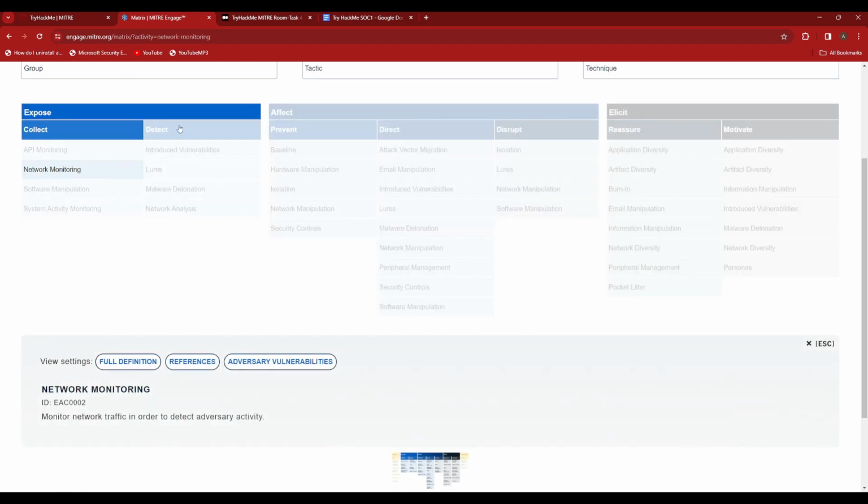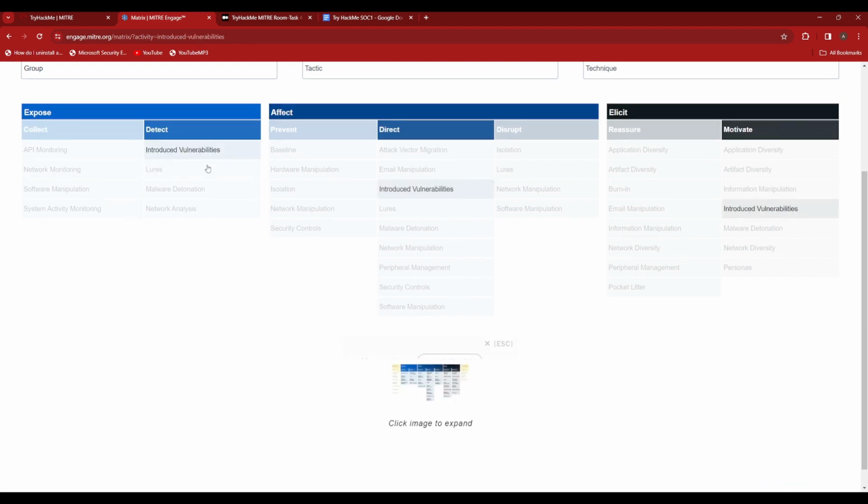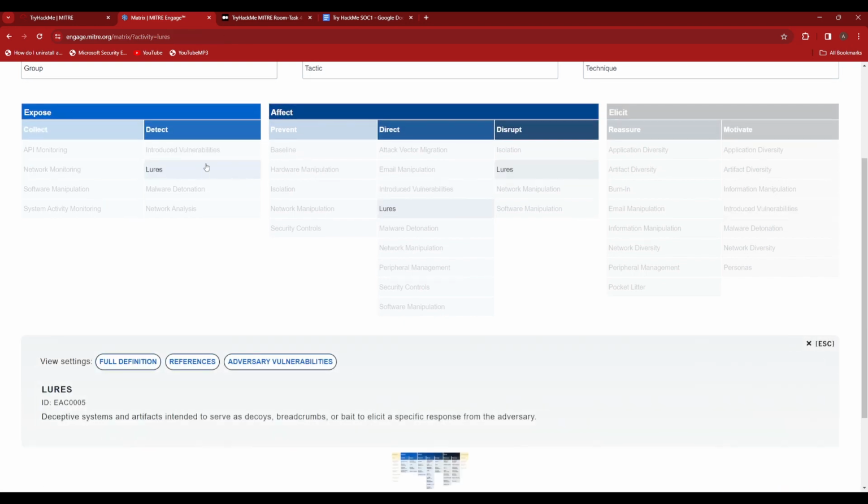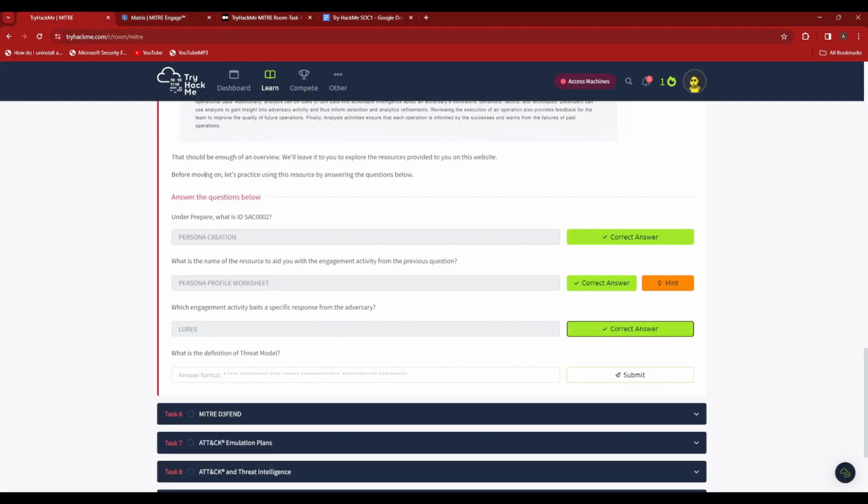Didn't really make sense, but I went to detect because I feel like it wouldn't be under prevent, direct, or disrupt, reassure, motive. Well, maybe motivate. But I went through these here and I found lures: deceptive systems and artifacts intended to serve as decoys, breadcrumbs, or bait to elicit a specific response from the adversary, which is exactly what we're looking for.